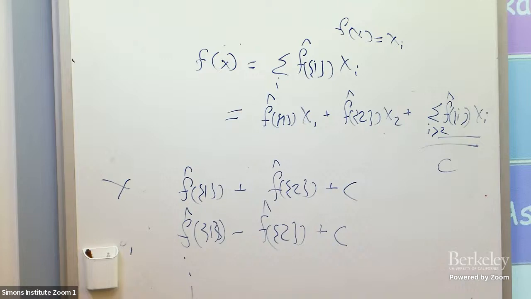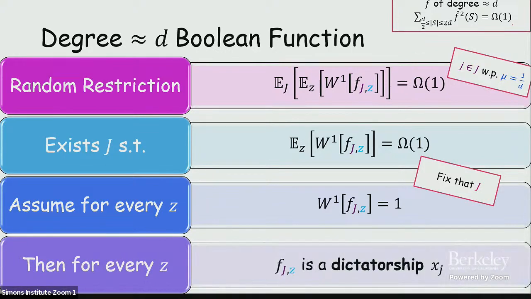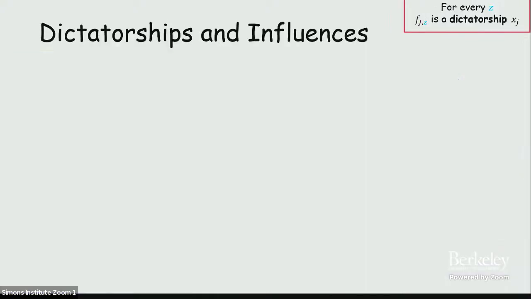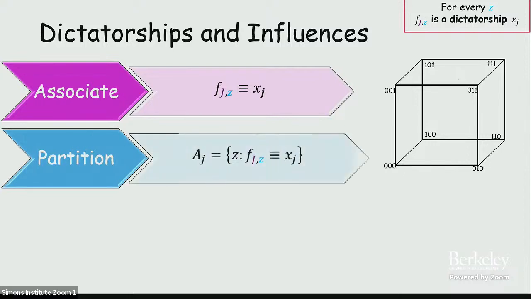So we can think about all the restrictions as, if we let this assumption be, all the restrictions are dictatorships. So for every z, we have some j, some x_j, that is the dictatorship associated with f_z. Now, coming back to our Boolean cube, we have this association, and we can partition all the z's according to which j they pick to be their dictatorship.